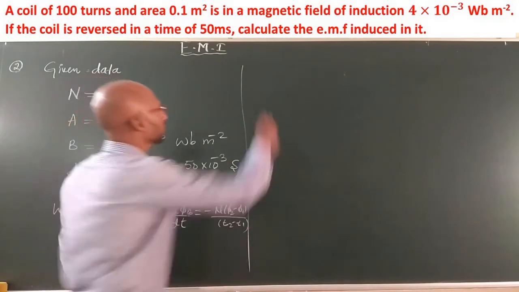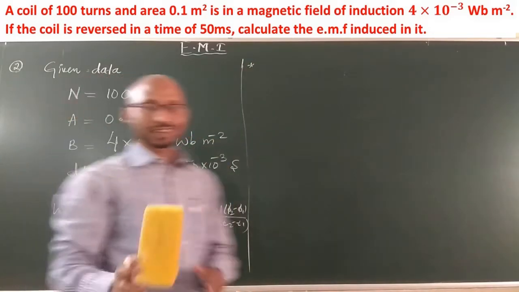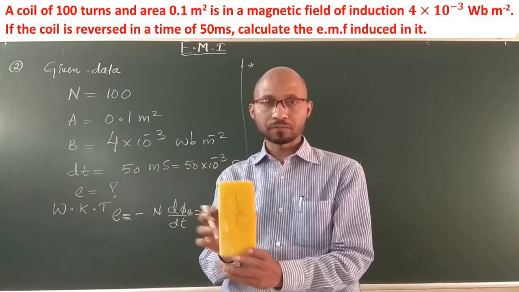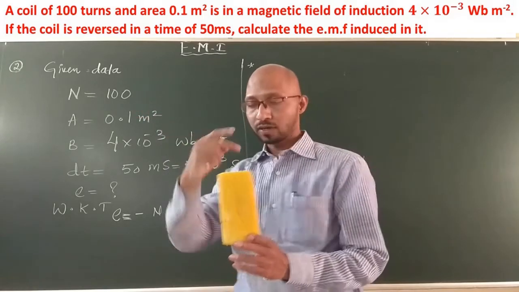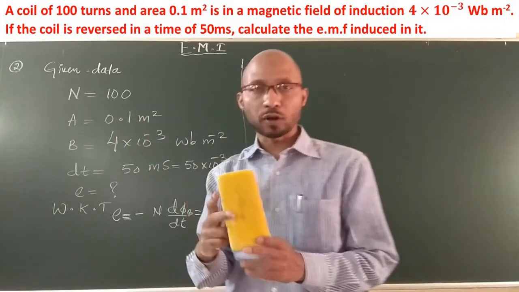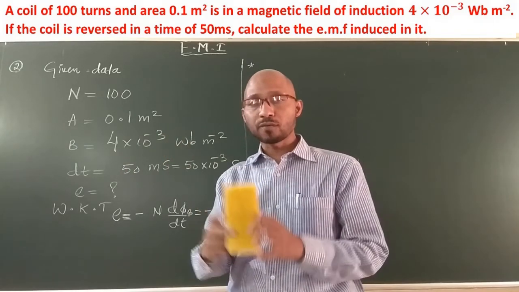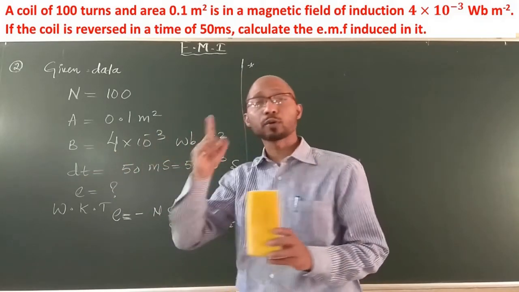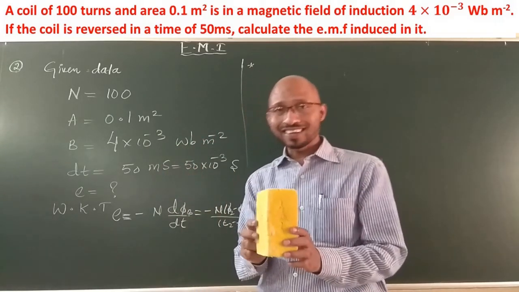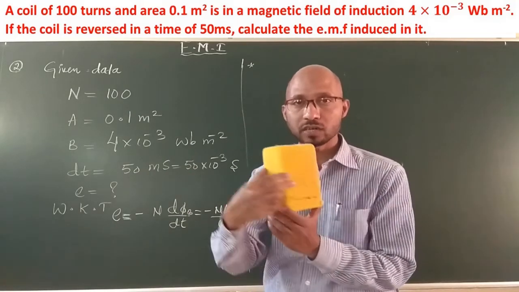Now we'll go to the first case. Let us understand what the question is asking. This is the plane of the coil. This coil is kept in a magnetic field. The number of turns on this coil is 100, and the area of the coil is 0.1 meter square. This coil is kept in a magnetic field strength of 4 into 10 raised to minus 3 Weber per meter square.